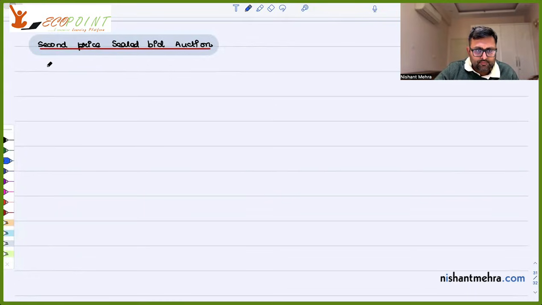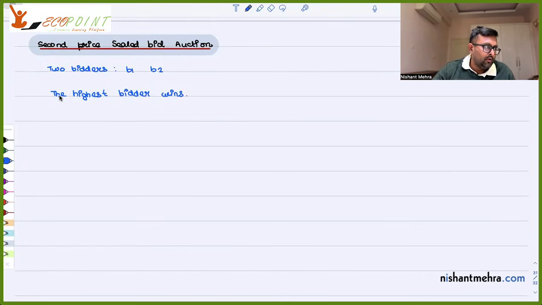So there are two bidders and they have given simultaneously two sealed bids, B1, B2, right? And the highest bidder wins. And the price paid is the amount which is bid by the second highest bidder, right?